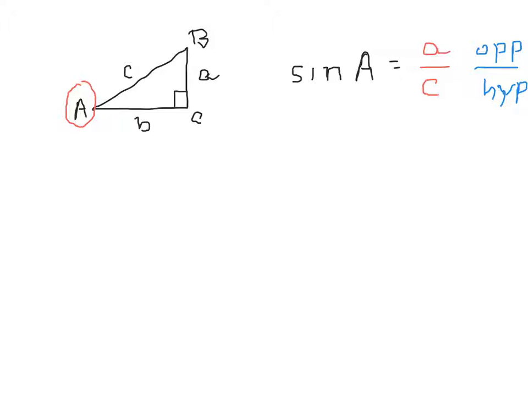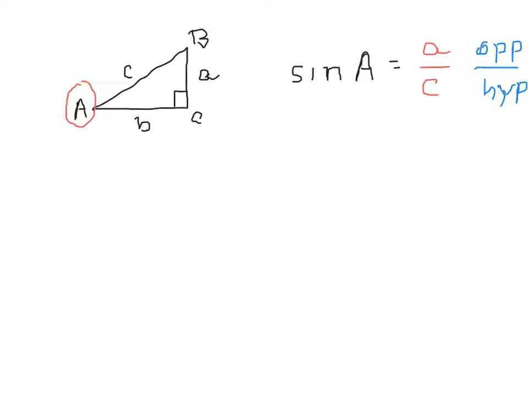Okay? So sine A is equal to opposite over hypotenuse, or in the case of our special triangle here, it's equal to A over C. Okay, so that's the first trig function we're going to talk about, or the first trig ratio.